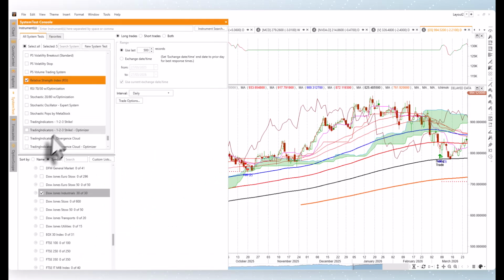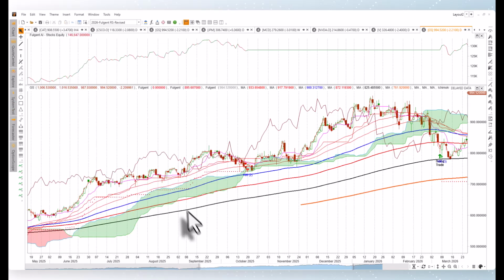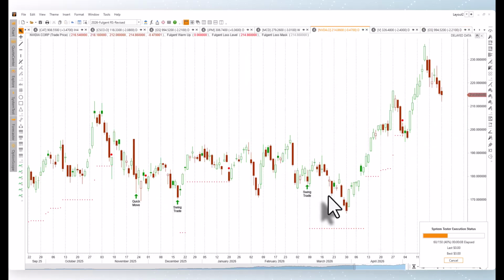If we're going to test it with a few of the other strategies like the RSI index strategy, the Fulgent one, and we'll just select a few of those, the MACD system, and then the Fulgent AI, as well as CCI, etc., Bollinger Band. And then let's go and take a look at how the AI performs versus those other indicators now. So we'll see when the report's ready. I'll be right back.